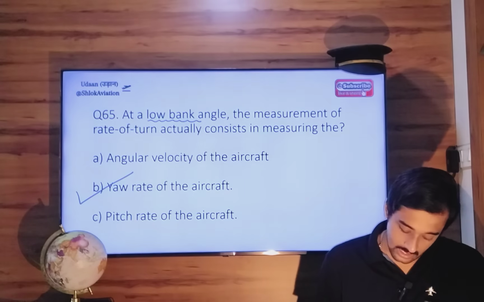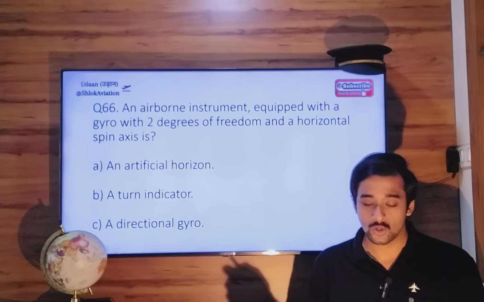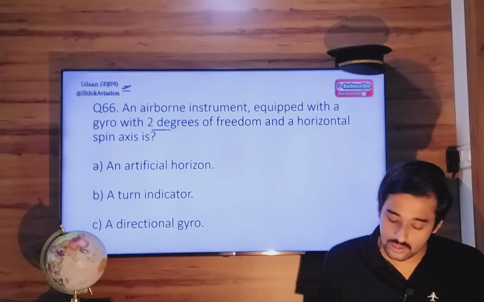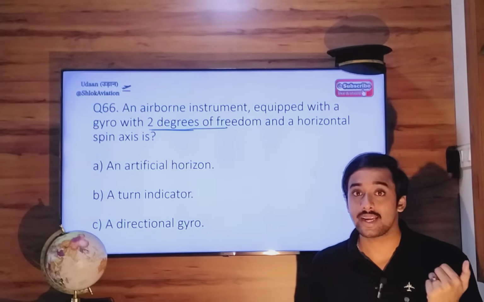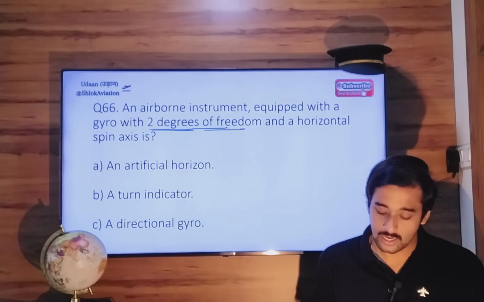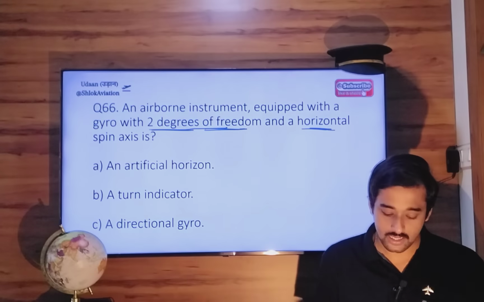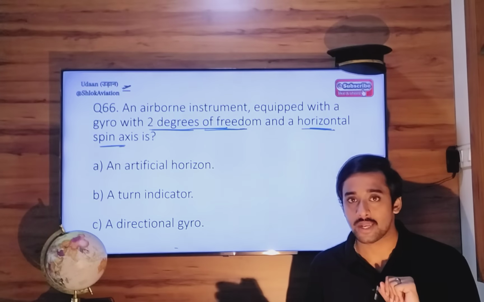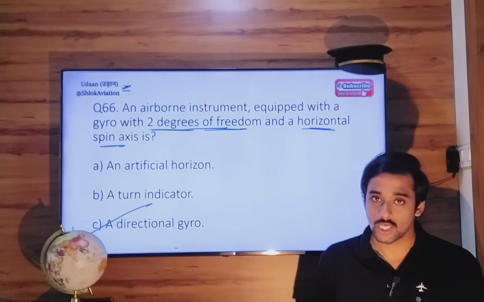Okay, next. An airborne instrument equipped with a gyro, 2 degrees of freedom, and horizontal spin axis. So you have two instruments with 2 degrees of freedom, artificial horizon and heading indicator. So that means we have two possibilities. Now check the next part. Horizontal spin axis. There is only one instrument out of these two which has a horizontal spin axis, which is DGI. So the correct option is option Charlie.